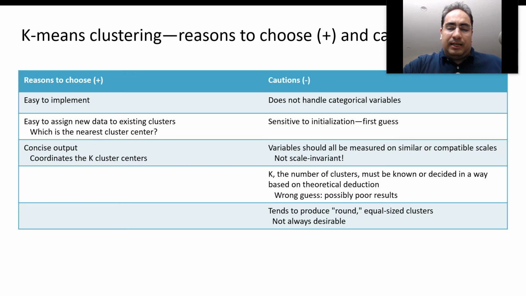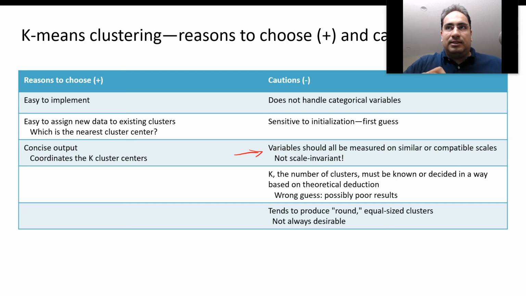Some cautions. It does not handle categorical variables, so you have to convert categorical variables. It's sensitive to initialization and first guess. The first assignment of the k could kind of define the final cluster. So if you run it several times, there is a chance that the assignments could be different. And variables should all be measured on similar and compatible scales. This is very important. This is what I wanted to talk about.